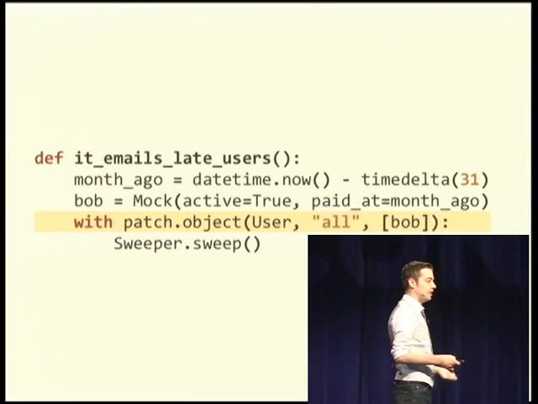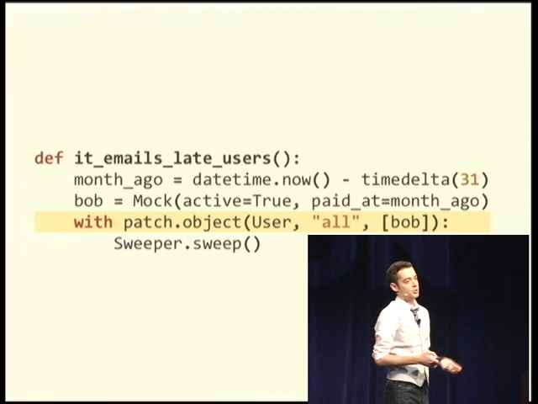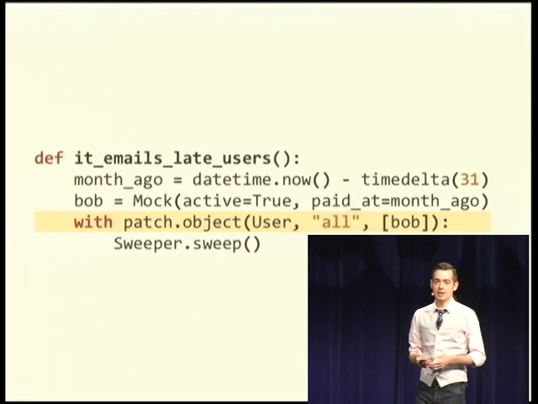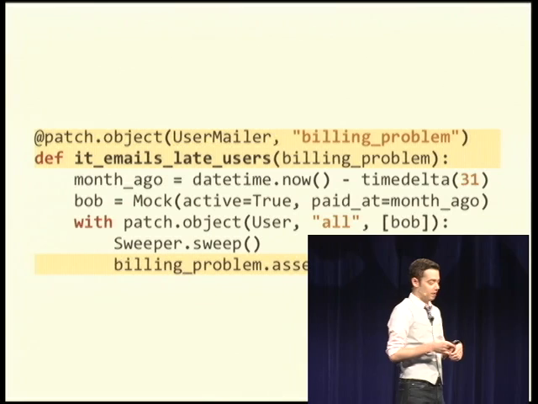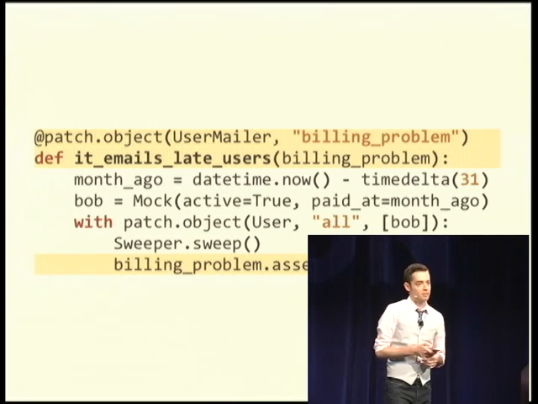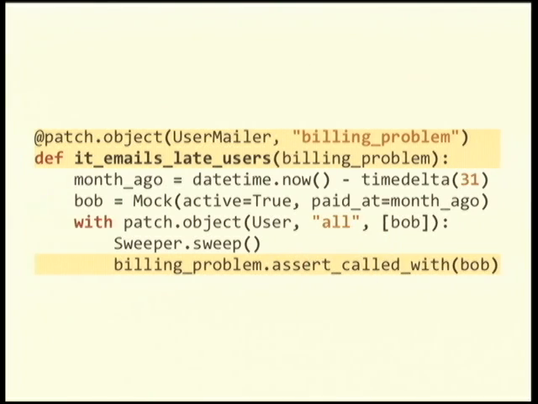And then finally, we've not yet written an assertion. We need to somehow ensure that an email is being sent. So I'm going to, once again, use a mock to do that because I can't let it actually send email. So I'm going to use mock's patch decorator once again to mock out the UserMailer.billingProblem method, which is the method that sends the email. And at the very end, I can assert that it was called once with Bob as an argument. So this is an isolated unit test. It's isolated because it only executes code in sweeper. It does not execute code in user or in user mailer, just in the sweeper.